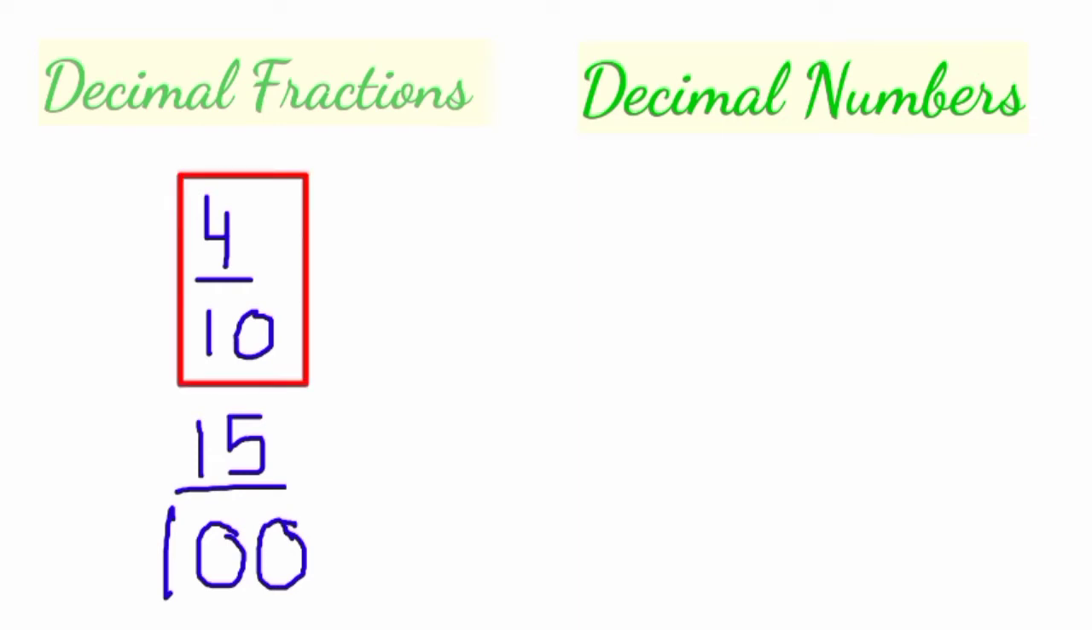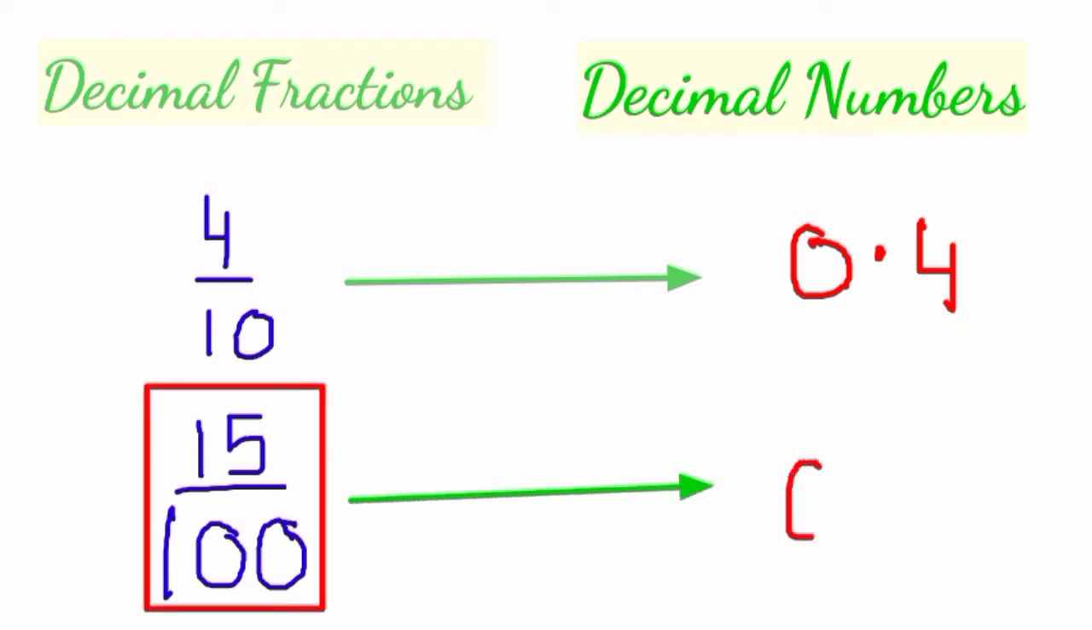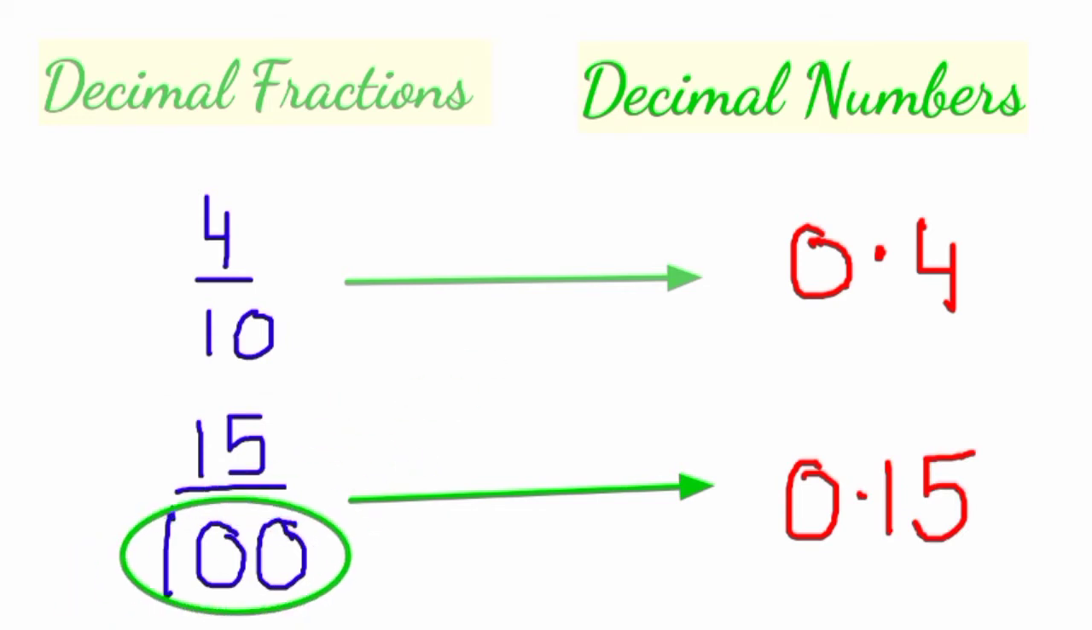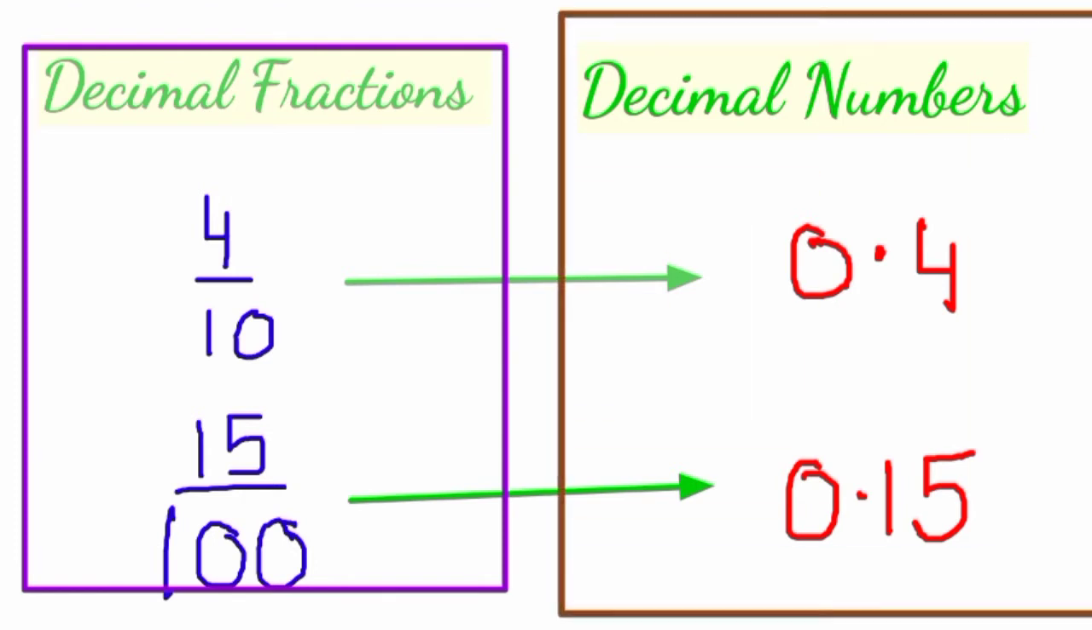Like this, 4 upon 10 can be written as 0.4. Why? Because in the denominator we have 1 zero. So after the decimal there will be only one digit, right? This 15 upon 100 can be written as 0.15. Why? Because in the denominator there were 2 zeros. So after the decimal there will be only 2 digits. So now this is clear that fractions having a denominator as a power of 10 are called decimal fractions, and we can easily write them in the form of decimal numbers.